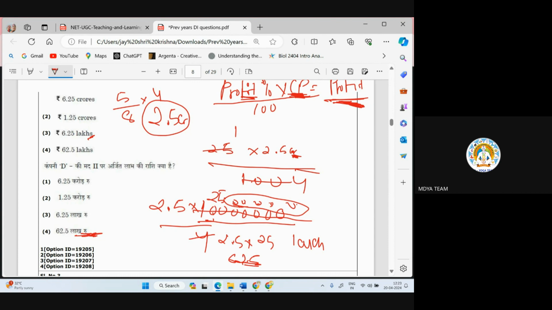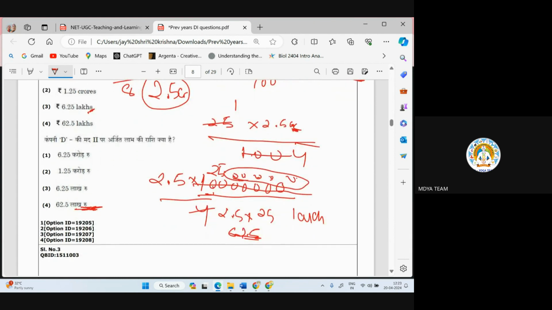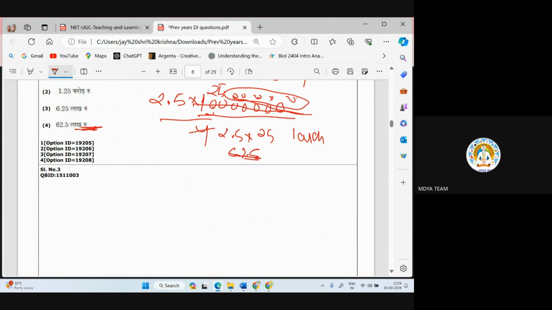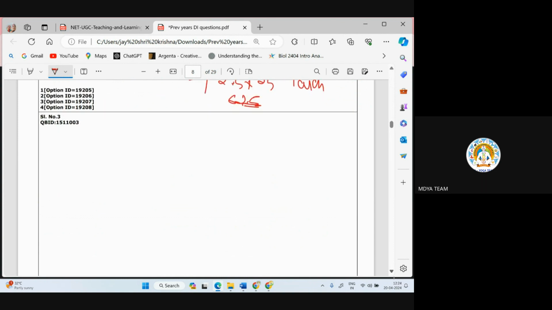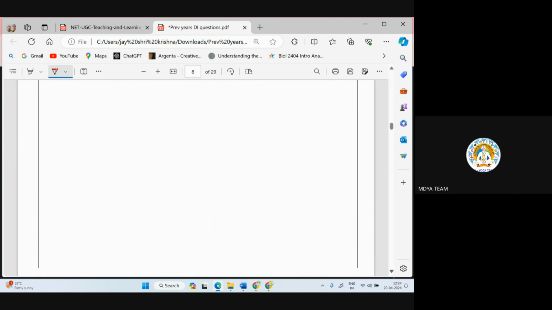Just be focused. Don't just write anything. If you are writing lakh, you should eliminate the 50. Okay, very good. This much is also very nice if you practice more, four or five times.